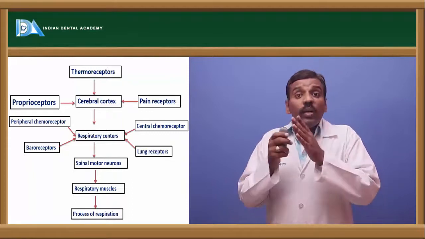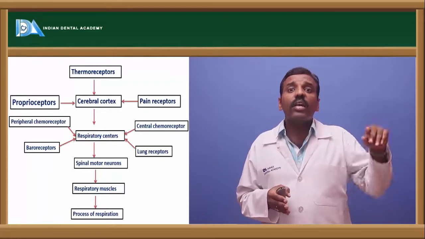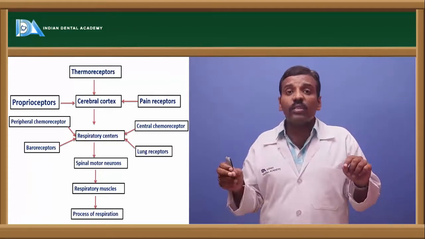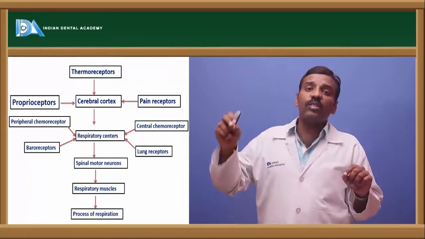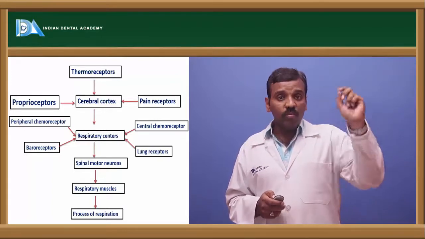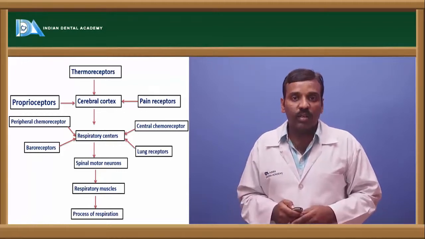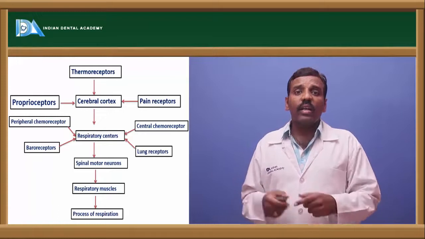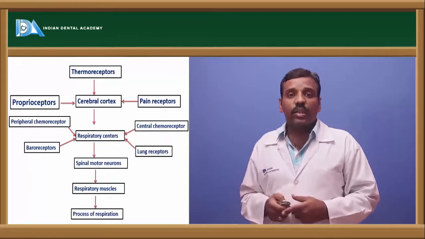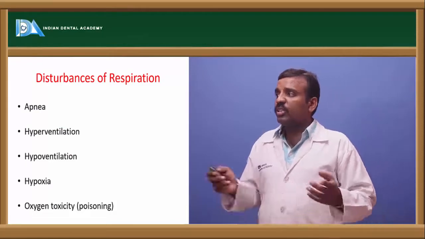In this, one is the peripheral chemoreceptors, which work when the partial pressure of oxygen is decreased, and the central chemoreceptors work when the partial pressure of carbon dioxide is increased. Decreased oxygen, peripheral chemoreceptors; increased partial pressure of carbon dioxide, central chemoreceptors. Whatever it is, finally it comes to the respiratory centers, and there is activation and stimulation of the respiratory muscles and increase in the ventilation. And the next one is disturbance in the respiration.